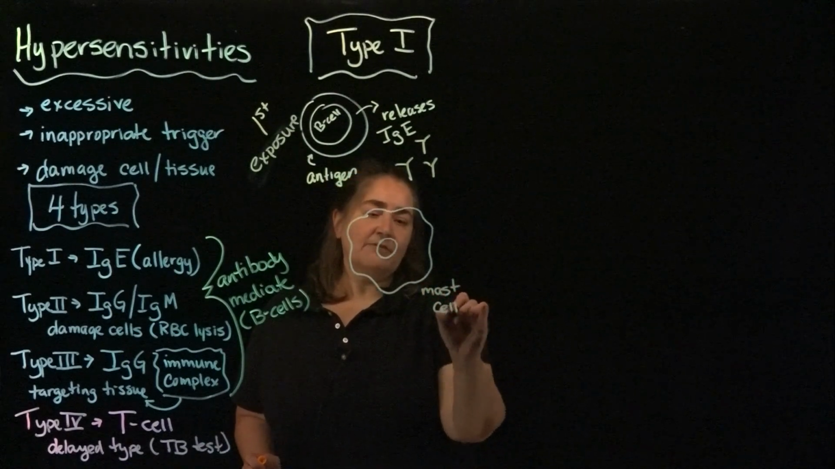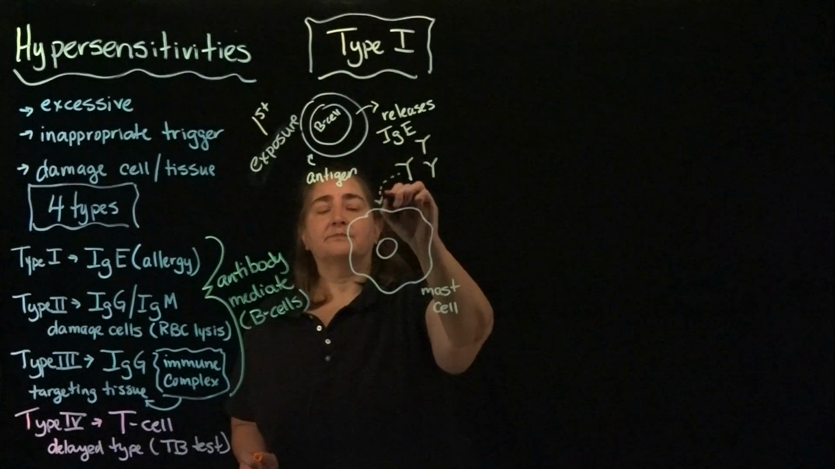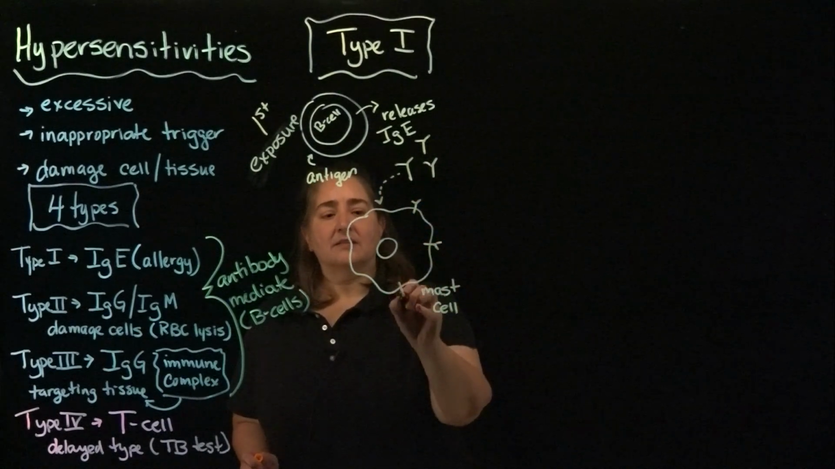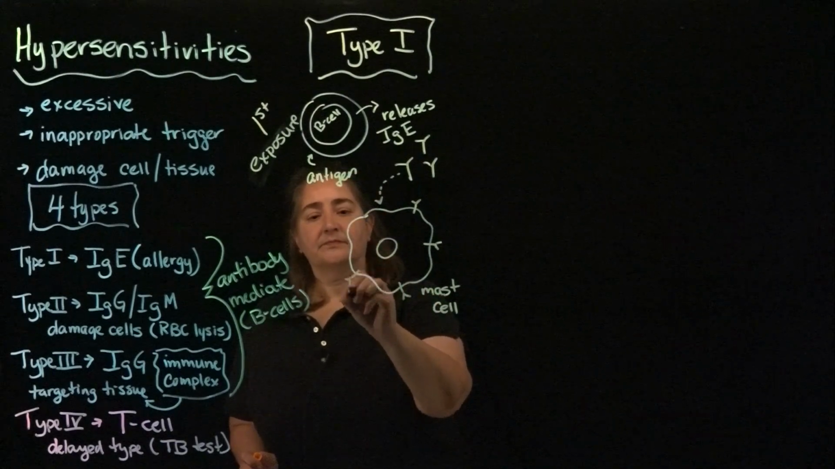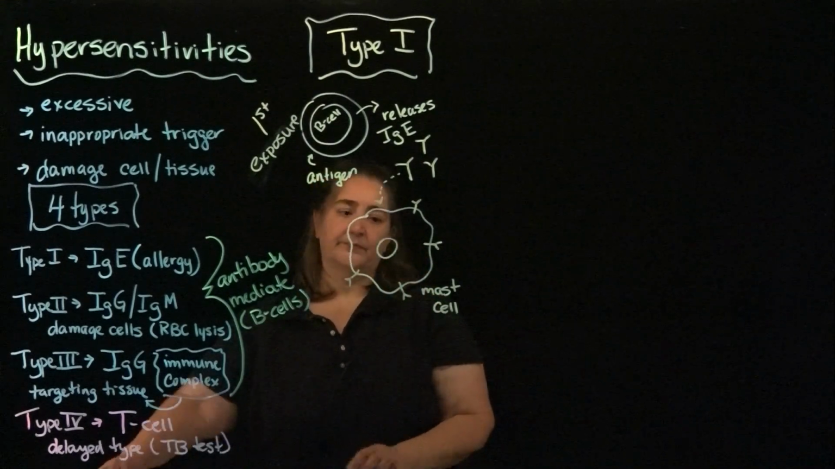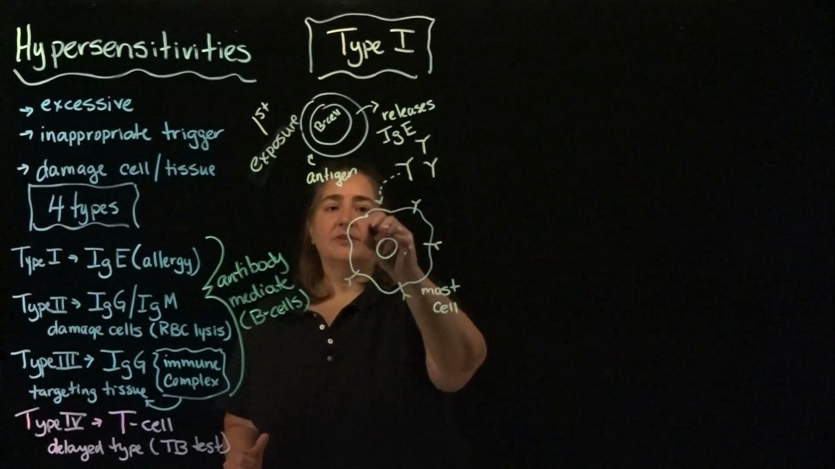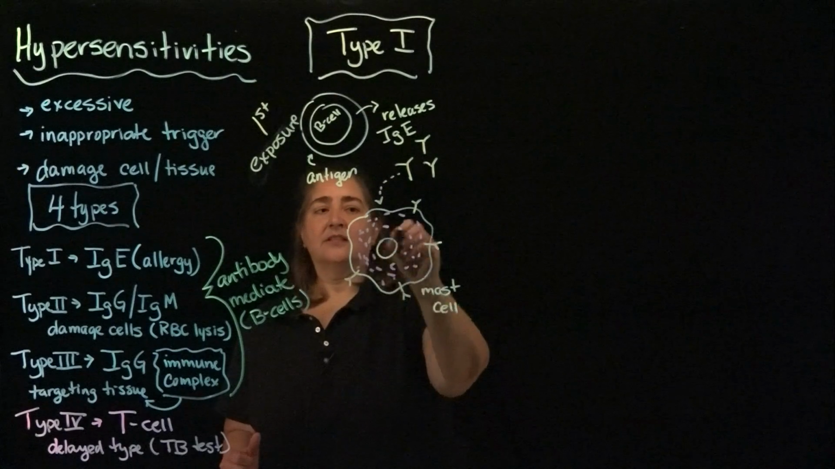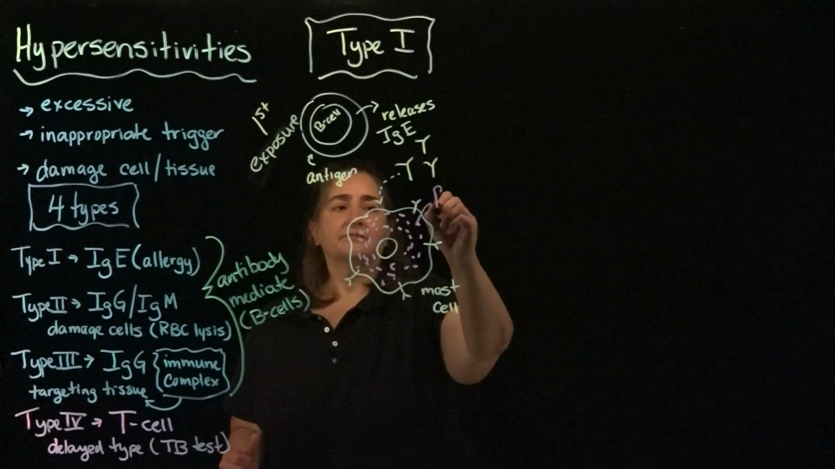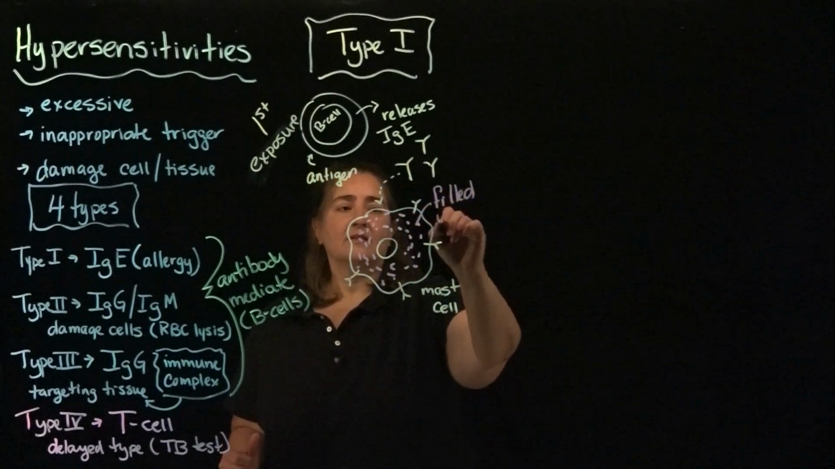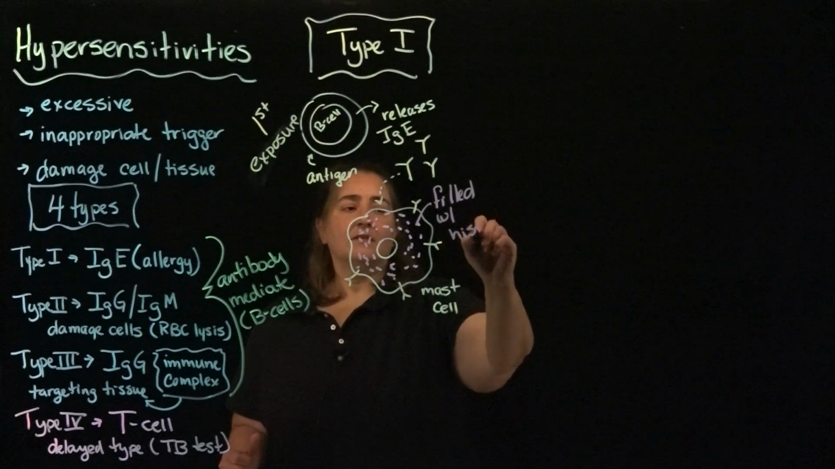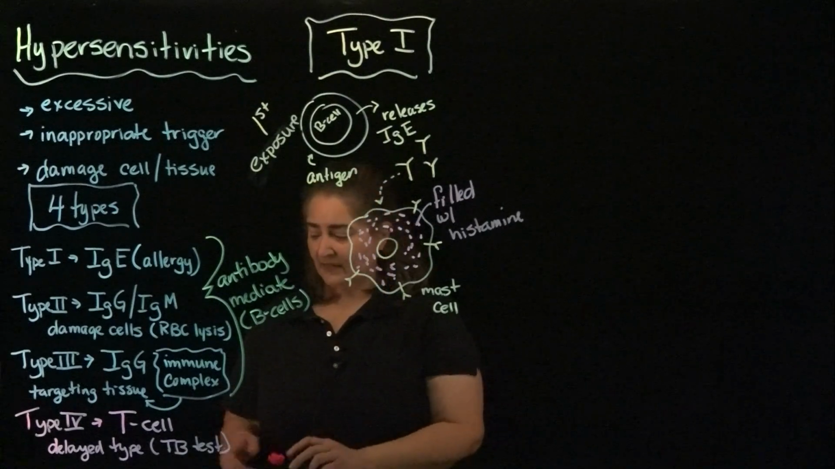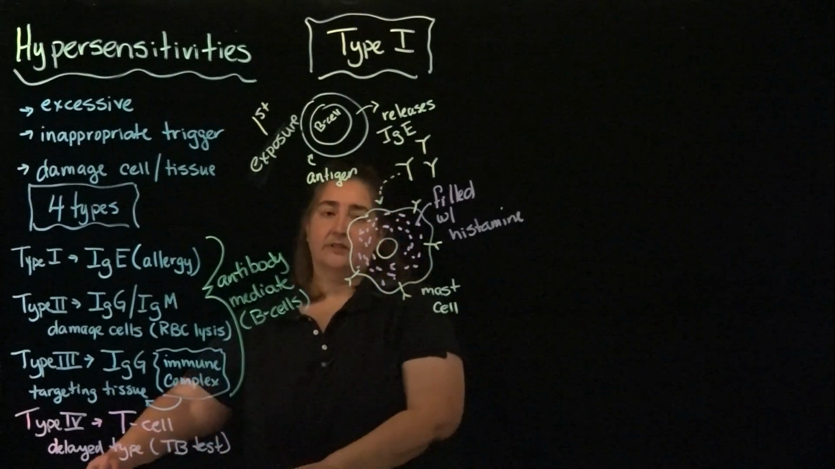is they go and they find a mast cell. And they sit themselves on the outside of that mast cell. And that mast cell will circulate, okay? One of the key things associated with a mast cell, and I'm going to draw them just as a lot of little dots here. It's filled with histamine, okay?